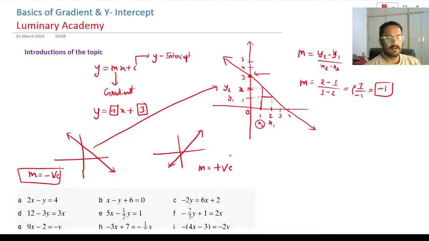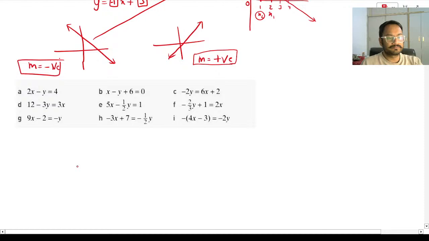So you need to note here that you can just look at the line and tell whether the gradient is positive or negative. If a line is going from bottom to top, m will always be positive. If a line is going from top to bottom, the gradient will always be negative. Now suppose these equations are given to you. We'll start the first question.